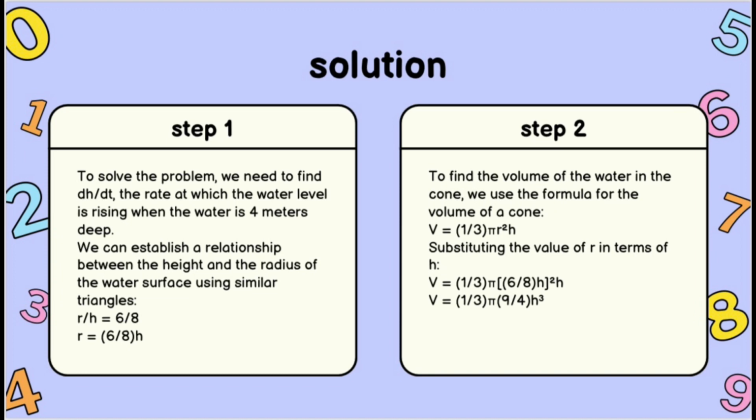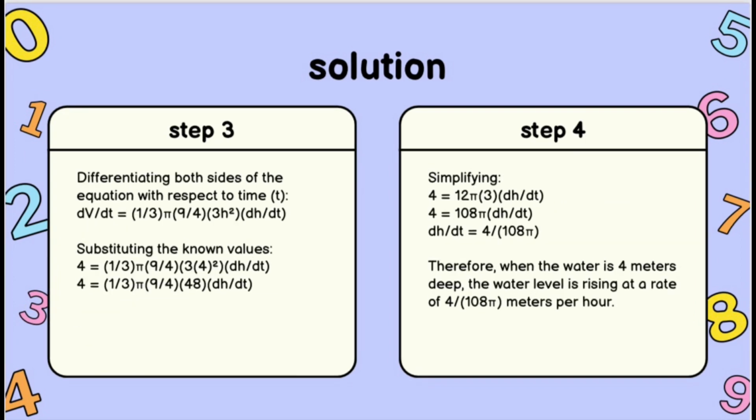Alright, step 2. To find the volume of the water in the cone, we use the formula for the volume of a cone. V equals 1 over 3 pi R squared H. Substituting the value of R in terms of H, V equals 1 over 3 pi times (6 over 8 H) squared times H. V equals 1 over 3 pi times 9 over 4 H cubed.